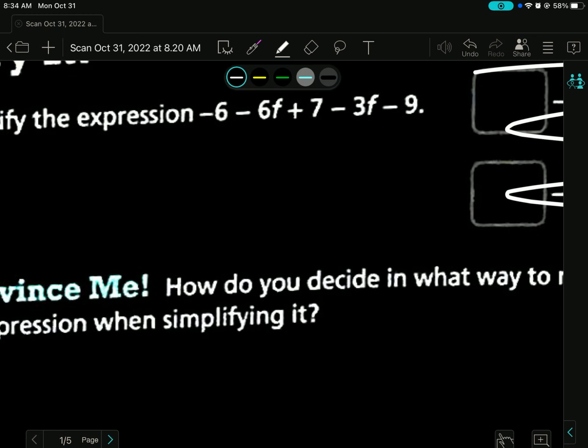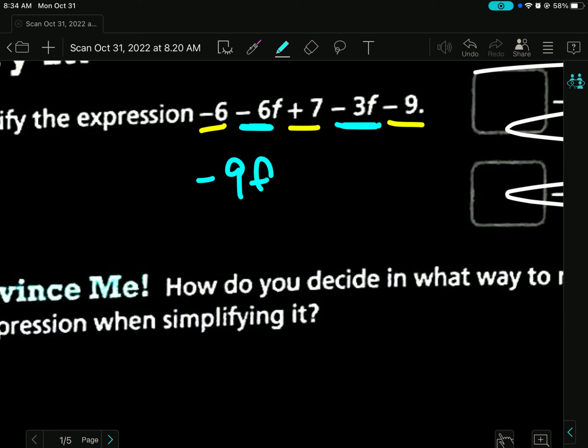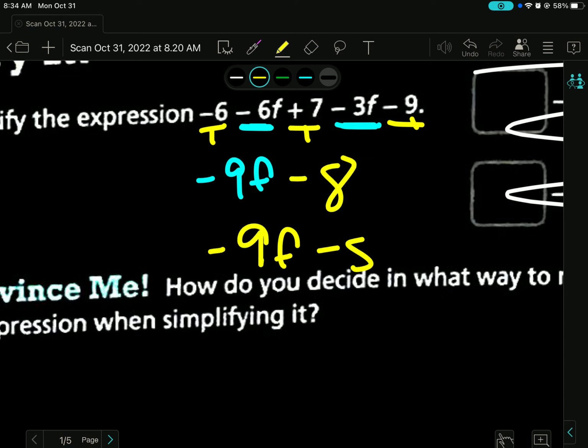So we have negative 6 minus 6f plus 7 minus 3f minus 9. Again, when I'm doing these problems and I have a bunch of stuff, I like to say, okay, negative 6f and negative 3f, those are going to go together. And my constants are going to go together. Those are my like terms. So negative 6f minus 3f, again, we have to take those signs in front, is negative 9f. And then negative 6 plus 7 would be a positive 1, minus 9 would be negative 8. So my final answer would be negative 9f minus 8.